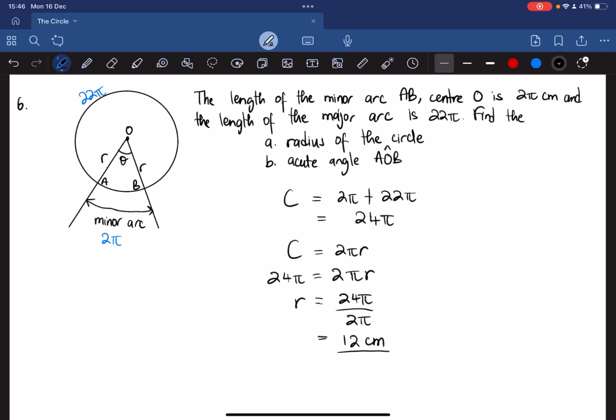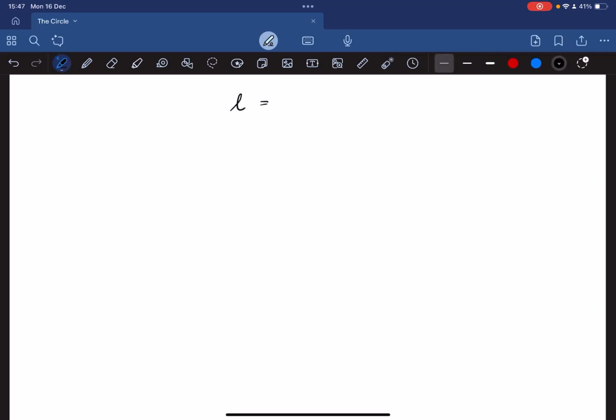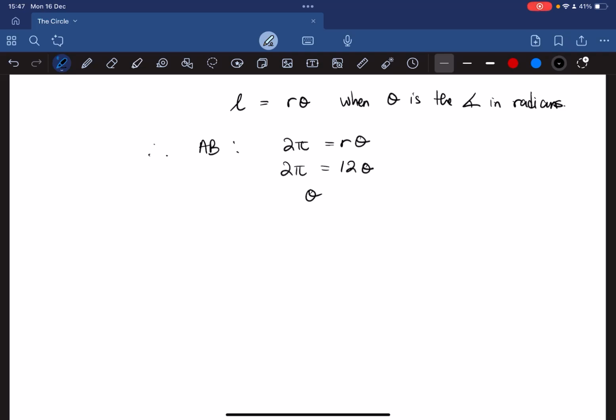radius. To find the acute angle, remember we've been told that the minor arc length is actually 2 pi, and we know that the arc length L is equal to r theta, where theta is the angle in radians. Therefore, for the minor arc AB, we say 2 pi, which is our length, is equal to r theta. 2 pi is equal to our r, that's the radius that we just got, so that is 12 theta. For us to get theta, we say 2 pi divided by 12. We get our answer as pi over 6. But take note, this pi over 6 is in radians.